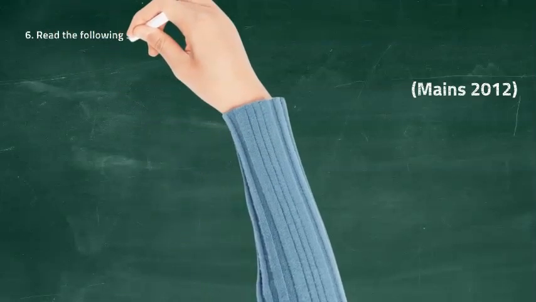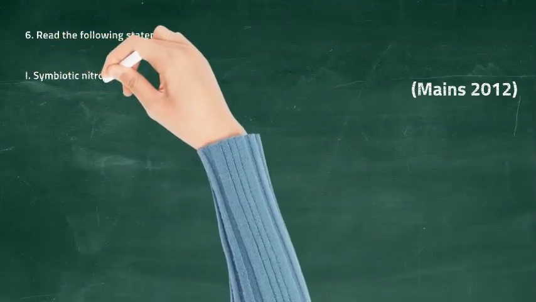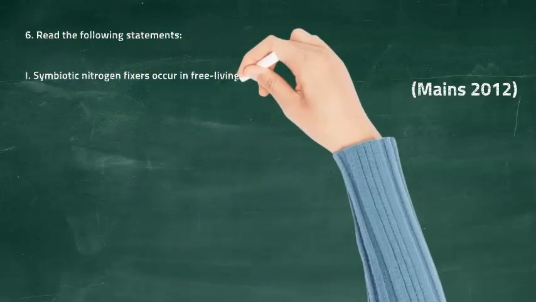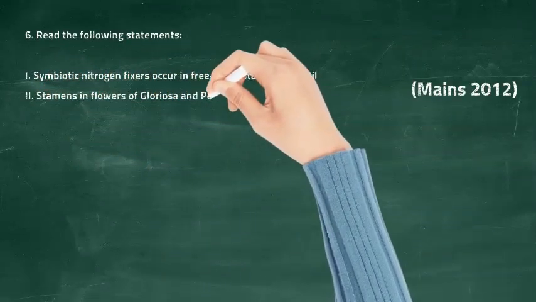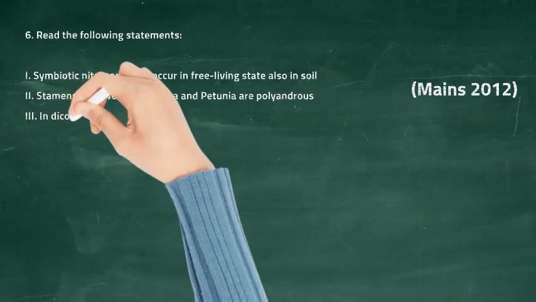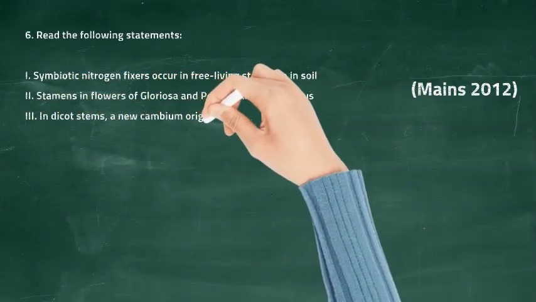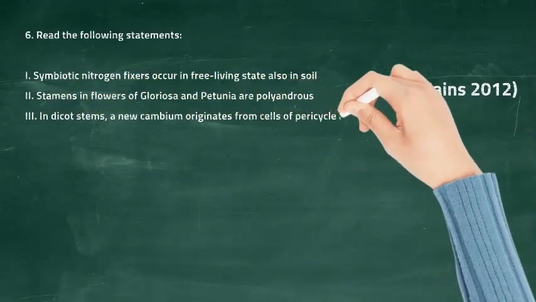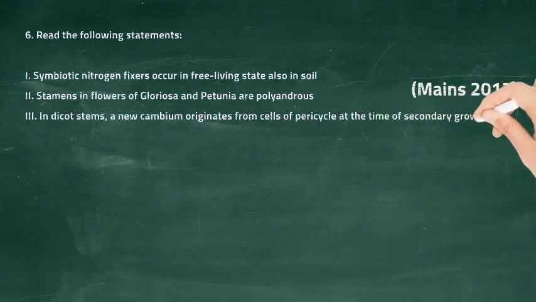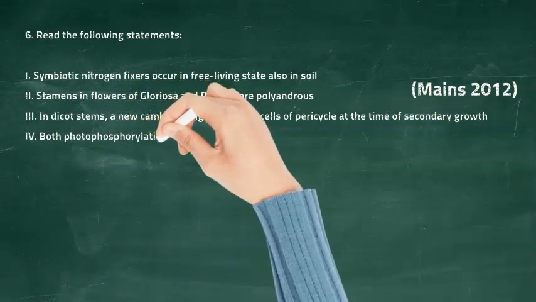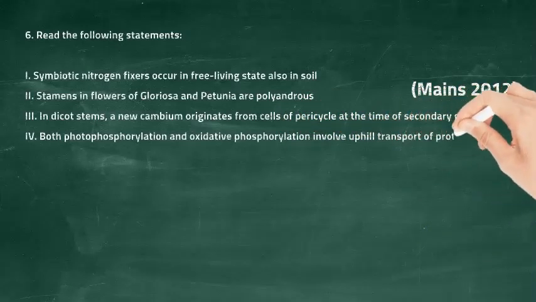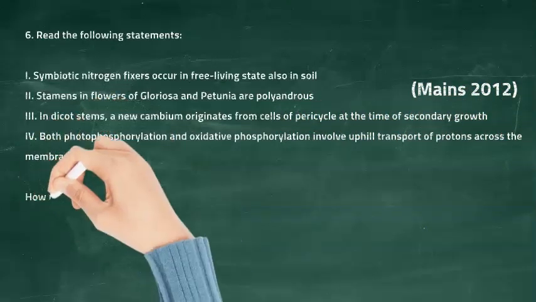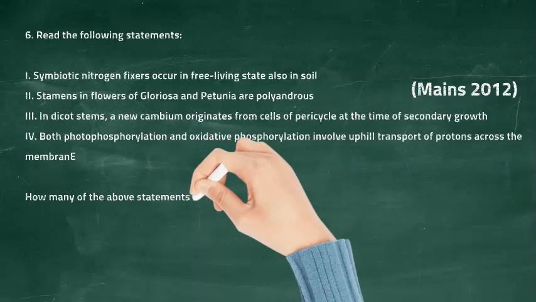Question 6. Read the following statements. Statement 1: Symbiotic nitrogen fixers occur in free living state also in soil. Statement second: Stamens in flowers of Gloriosa and Petunia are polyandrous. Statement third: In dicot stems, a new cambium originates from cells of pericycle at the time of secondary growth. Statement 4: Both photophosphorylation and oxidative phosphorylation involve uphill transport of protons across the membrane.